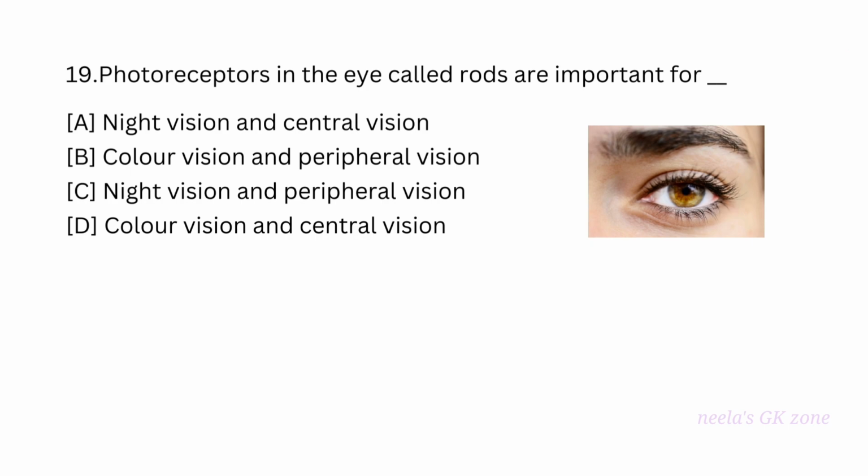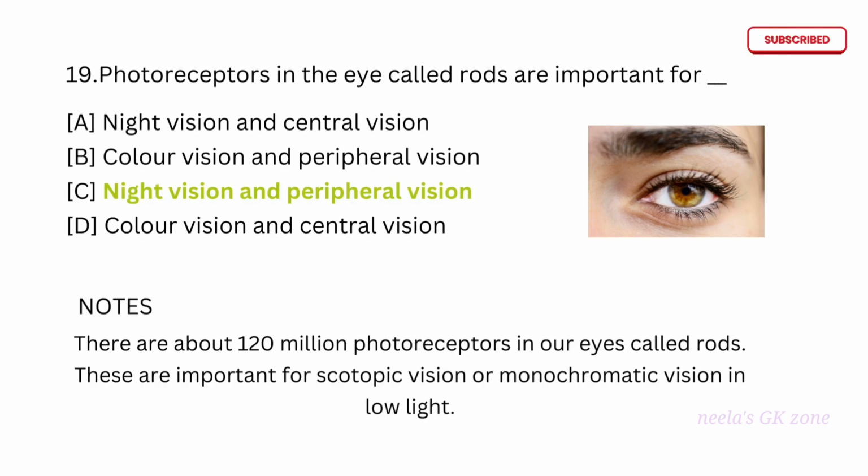The next question is: photoreceptors in the eye called rods are important for? And options are night vision and central vision, color vision and peripheral vision, night vision and peripheral vision, and the last option is color vision and central vision. And the answer is night vision and peripheral vision.